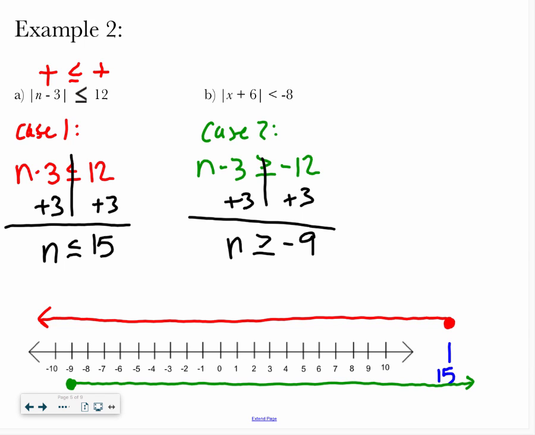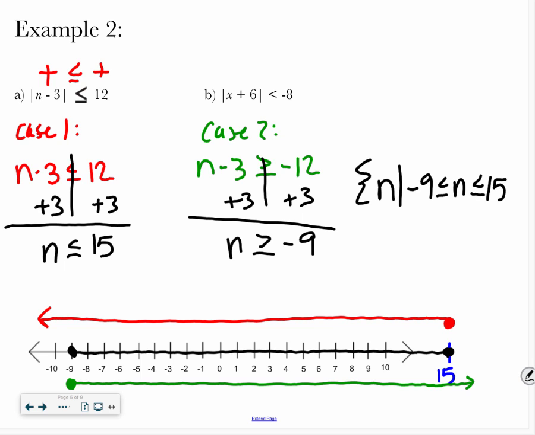So that means my solution is anywhere they overlap, so from negative 9 all the way up to 15. So the black graph would be my solution. I would write my answer as n, and then I would have negative 9 is less than or equal to n is less than or equal to 15, and close the set builder notation.